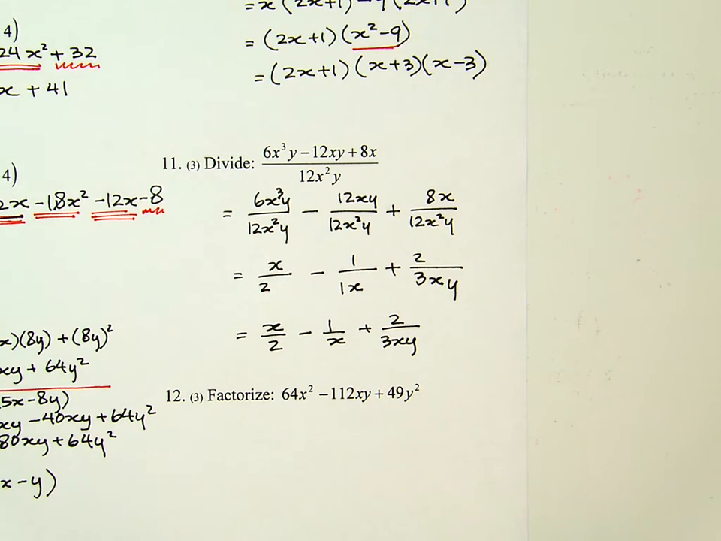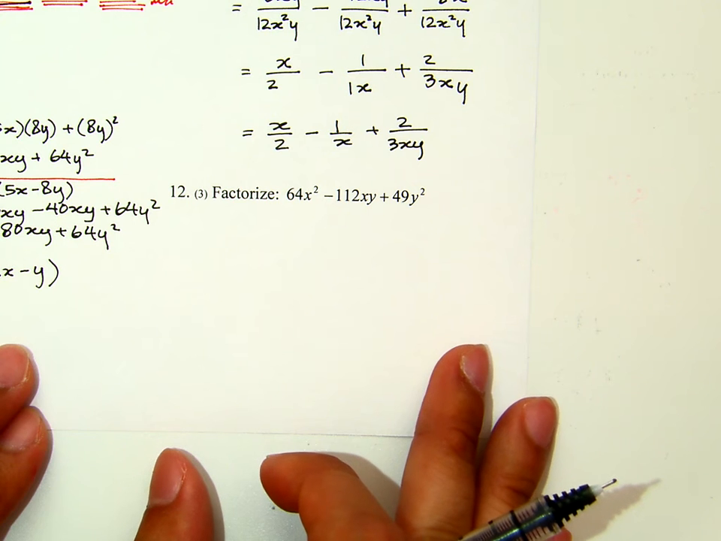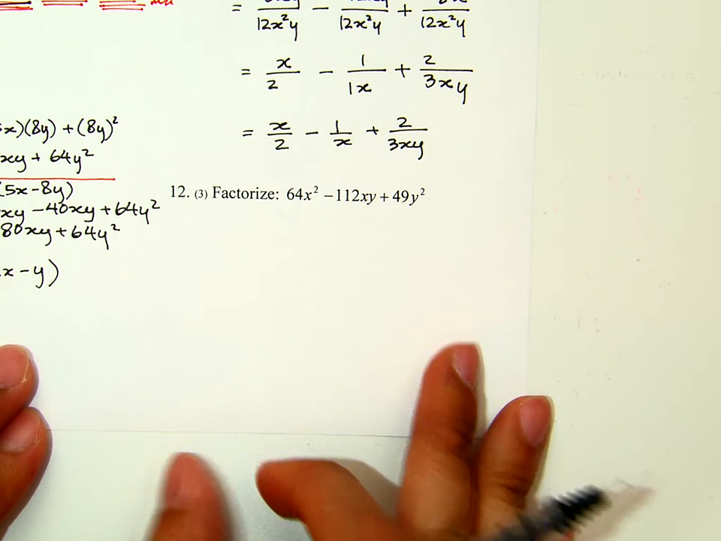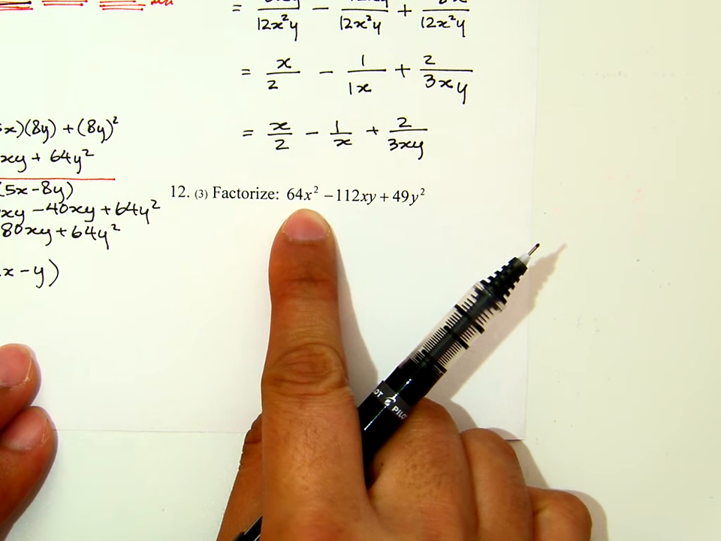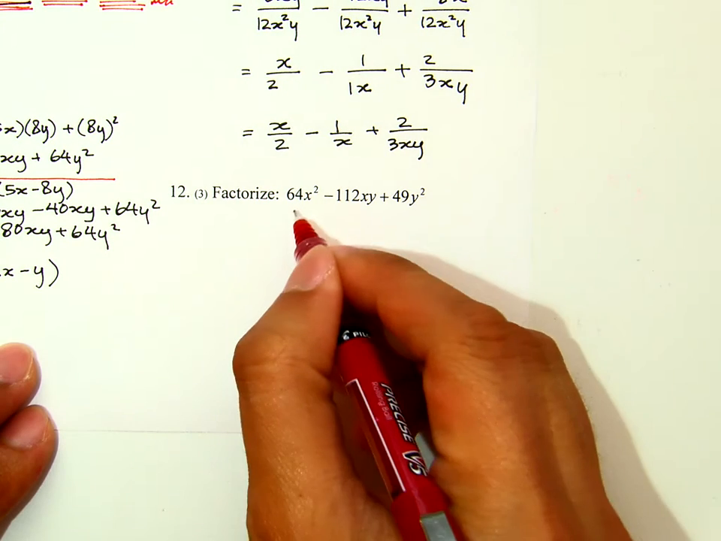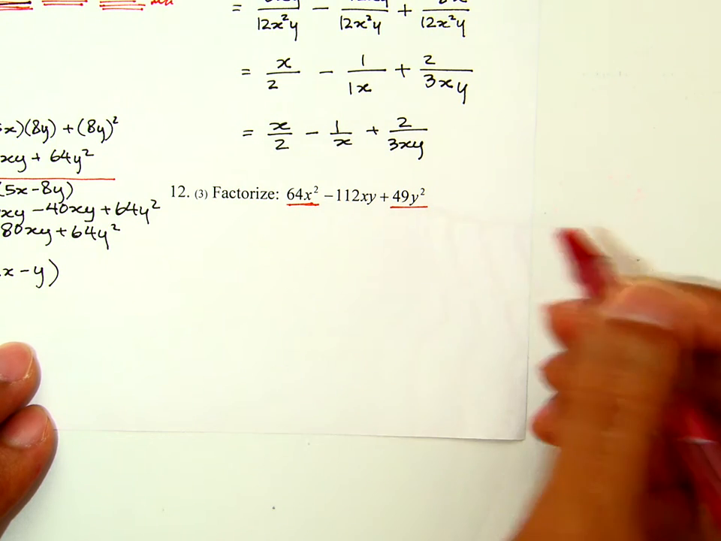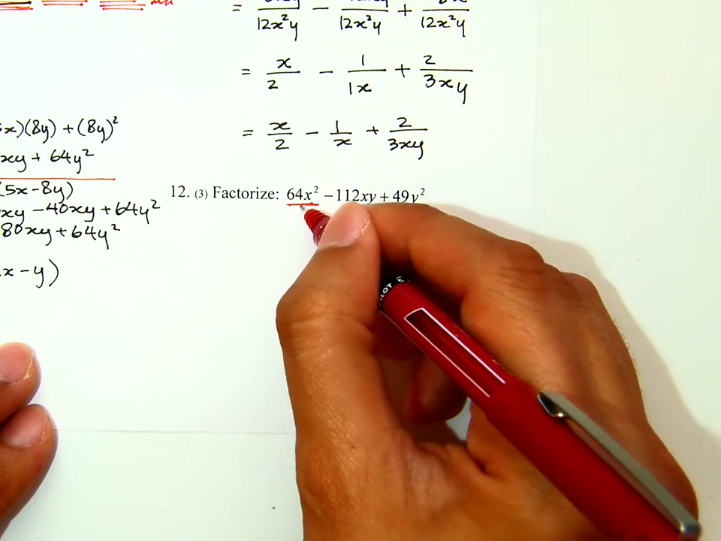Okay, number 12. Factorize the following. Okay, now 64x squared has too many possibilities, so I think before I factorize it with the standard way, let me consider the following. This is a perfect square, this is a perfect square. Okay. Let's use the perfect square method.